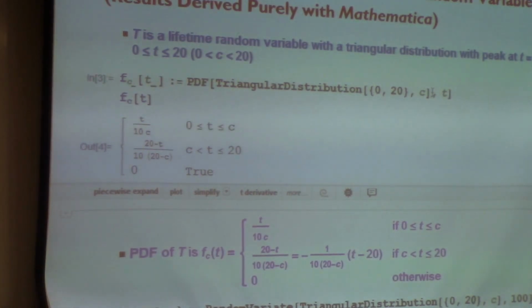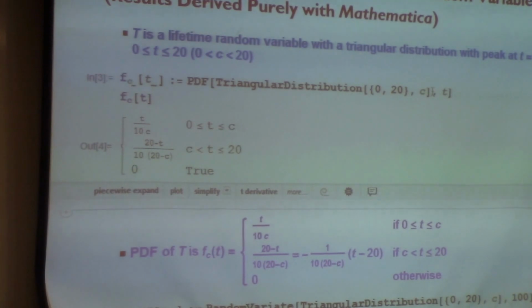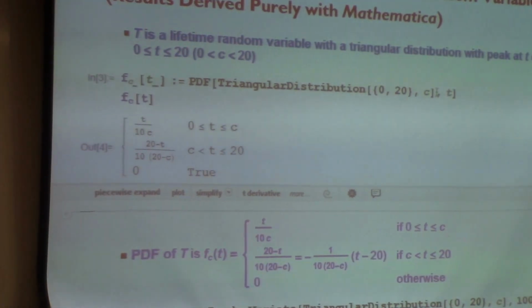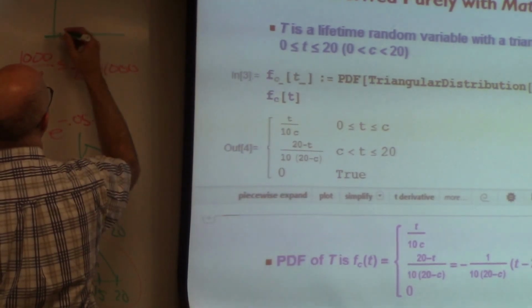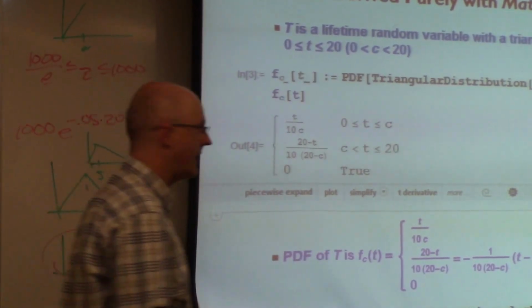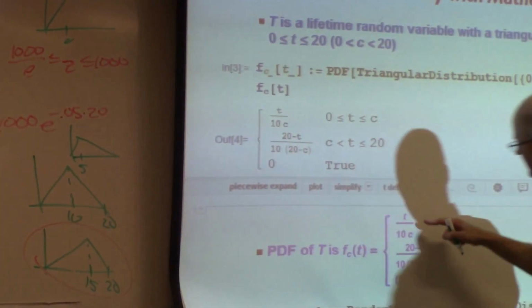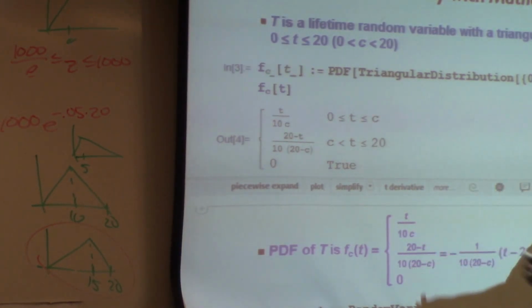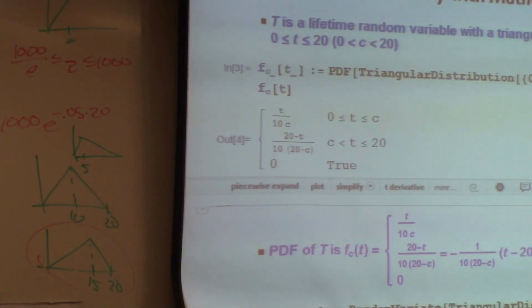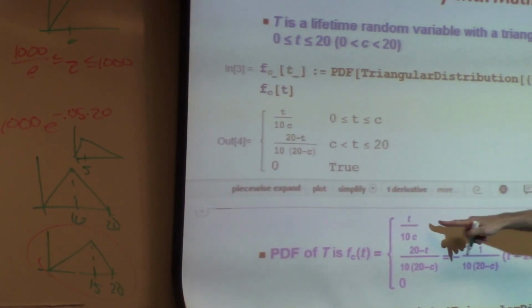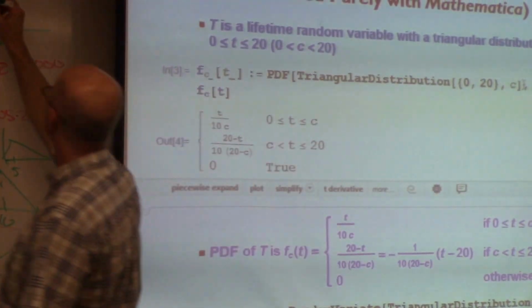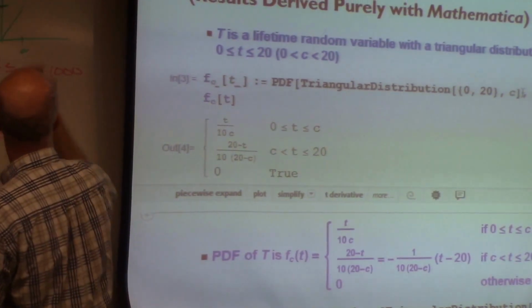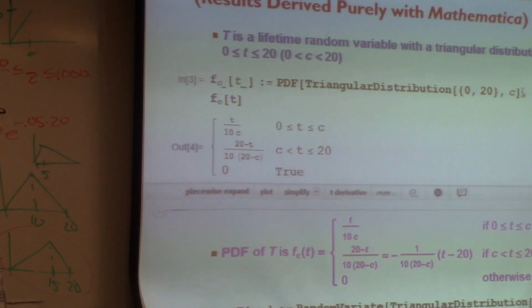You should take a minute or so to make sure it makes sense when t is less than c. In a generic picture here, the graph is a straight line with positive slope. I guess the slope is 1 over 10c. When t equals c, that's going to have a value of 1/10. The height of this triangle is going to be 1/10, no matter what c is, actually.